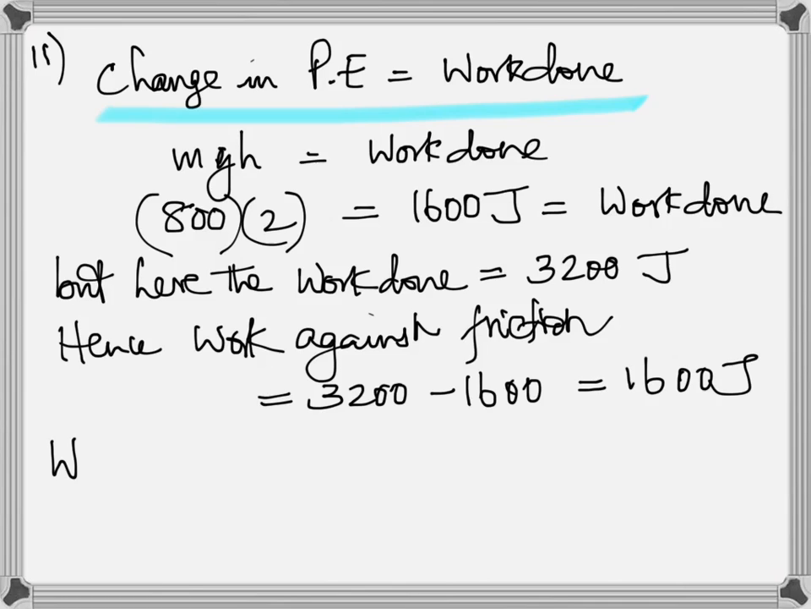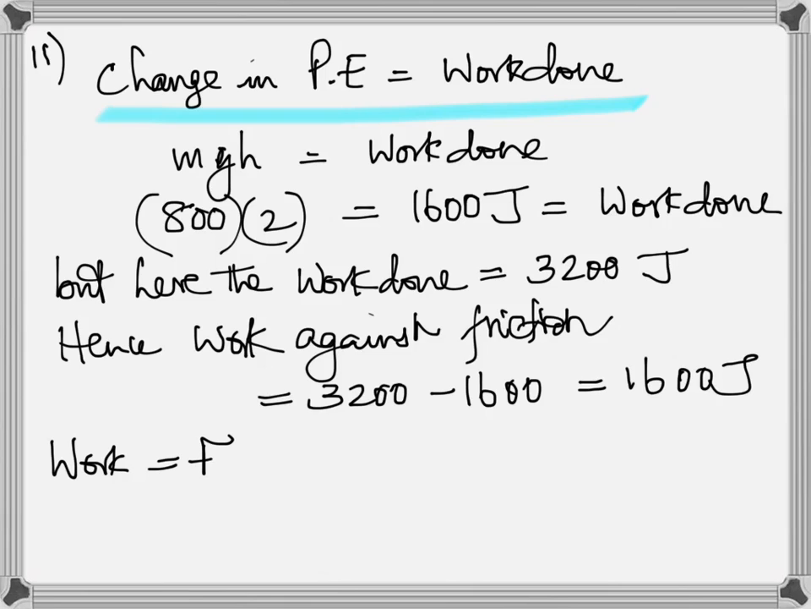Okay, now what? What's the last step? If you know the work done against friction is 1600, what's the formula for work? Force times displacement. So you're talking about the frictional force times the displacement should be 1600. And you already have the displacement. What's the displacement? 4. That's all.